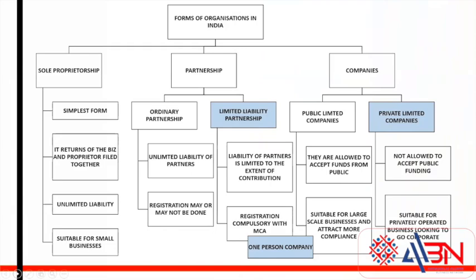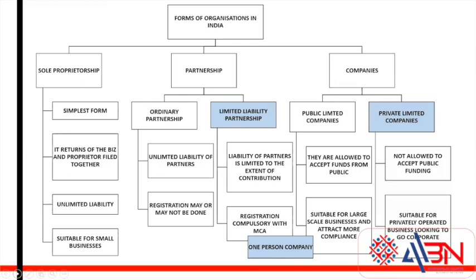Then comes partnership. Partnership are again of two types. There is ordinary partnership and there is limited liability partnership, LLP. Ordinary partnership entails unlimited liability of the partners, whereas in limited liability partnership, the liability of the partners is limited only to the extent of their contribution. The other difference between the two is that LLP has higher compliance and registration with MCA is compulsory. The third and the most organized forms are the companies.